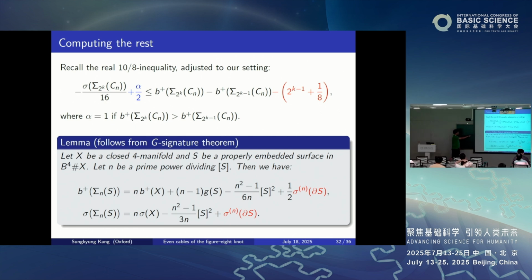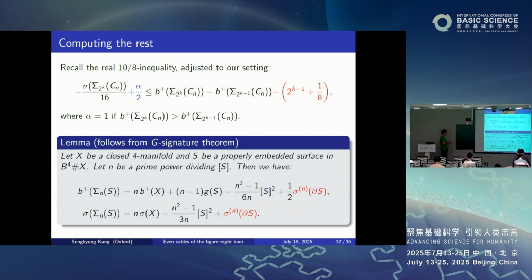If n is a prime power and divides your homology class, then here's your formula. You start with the b2 plus of your original manifold, the genus of your surface, the self-intersection of your surface, and then you have something called sigma n of your knot. Sigma upper n is defined as a sum of the values of the Levine-Tristram signature over all nth roots of unity.